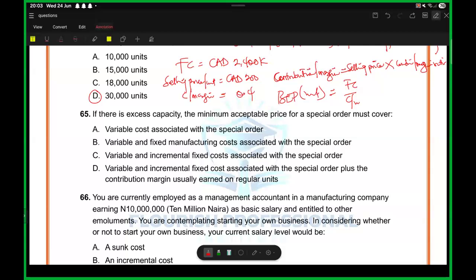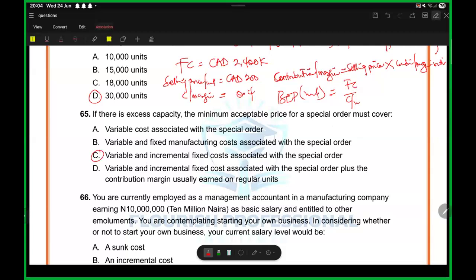All right. If there is excess capacity, it means that there is spare capacity. For example, you are supposed to work 10 hours, but you are able to work only 6 hours, so you are left with 4 hours. It means that you have an excess capacity. Then the minimum acceptable price for a special order, as in job costing, must cover... the answer should be C.